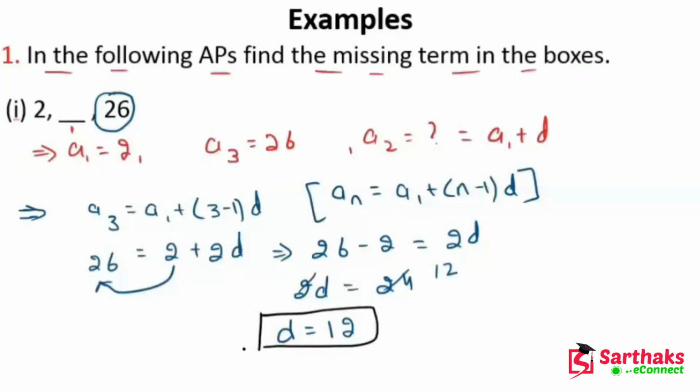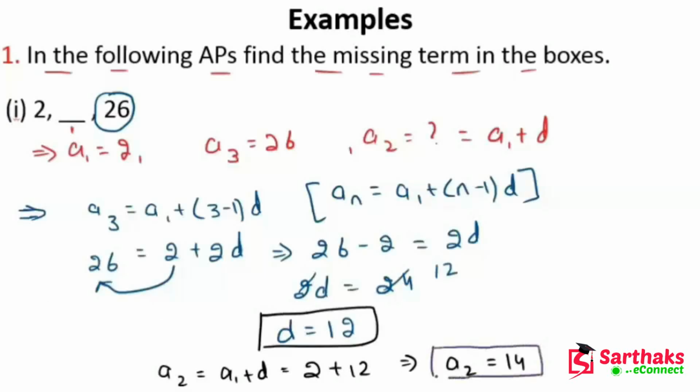Now we know D, so we can easily find the value of A2. The value of A2 is A1 plus D. A1 is 2 and D is 12, so the value of A2 equals 14. I hope you get this point, how we can find the value of A2.